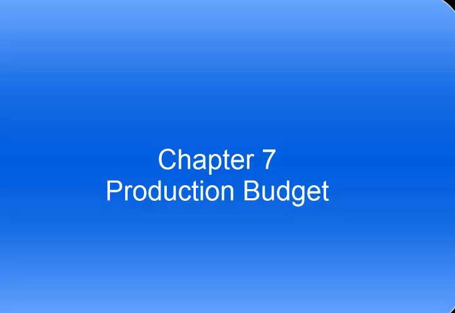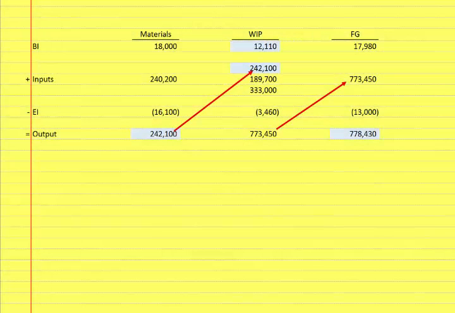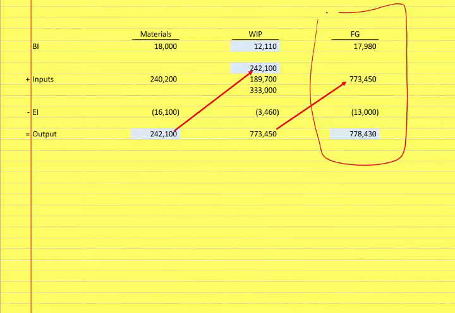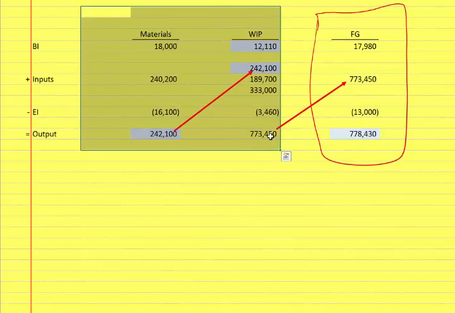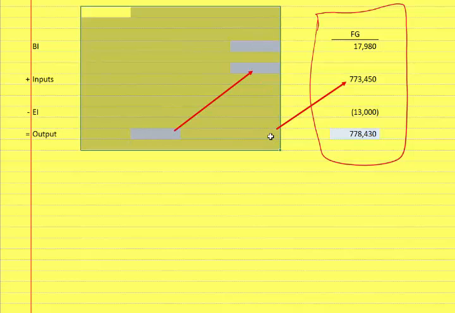Now let's take a look at the production budget in Chapter 7. And to start off with, let's review the last thing we looked at in class on Wednesday, which was the 3 inventories for a manufacturer. I specifically want to look at the inventory for finished goods. So let me get rid of those other 2 inventories for materials and work in process.